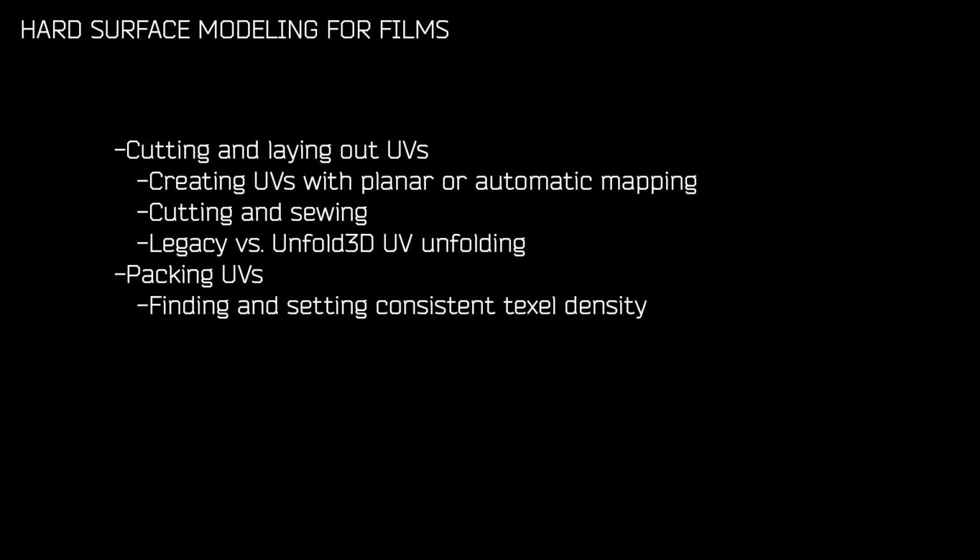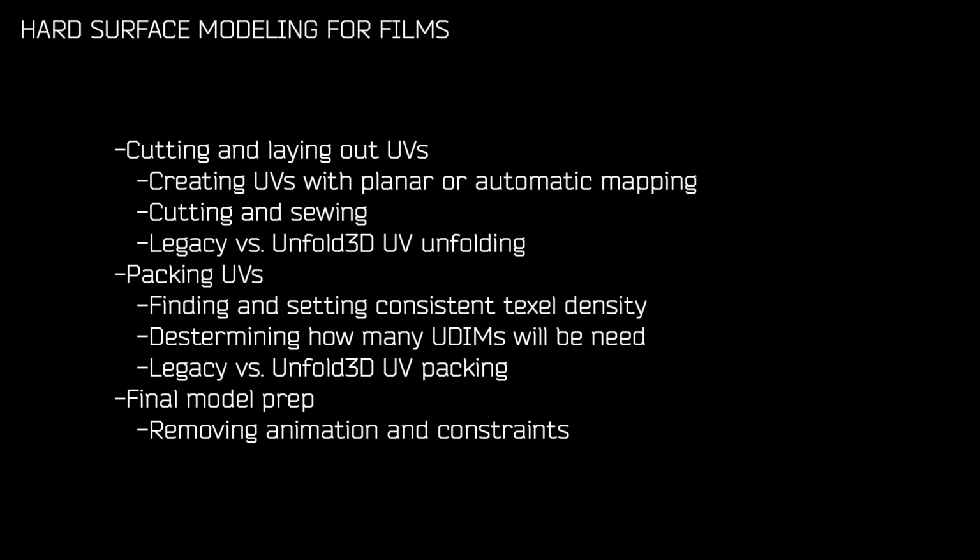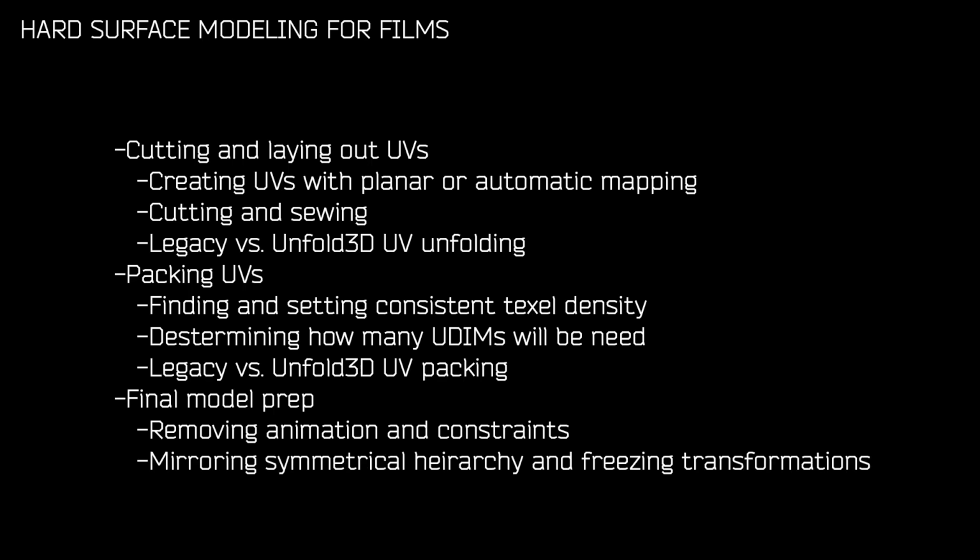We'll talk about figuring out and setting consistent texel density across your model. We'll determine how many texture UDIMs will be needed, and we'll explore Maya's different packing algorithms. Finally, we'll do some final model prep. We'll remove all keyframes and constraints so we can mirror our symmetrical hierarchy with frozen transformations. And then we'll look at reapplying those constraints. Let's get started.